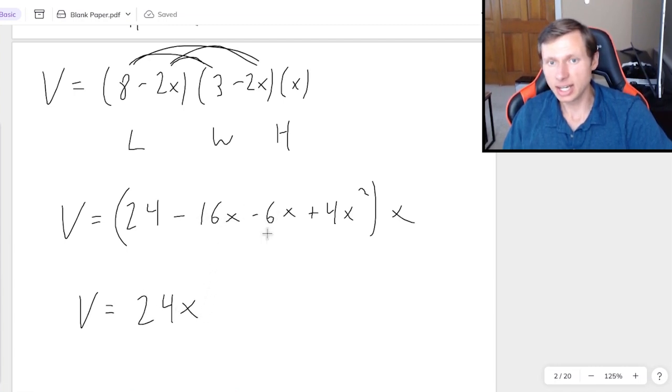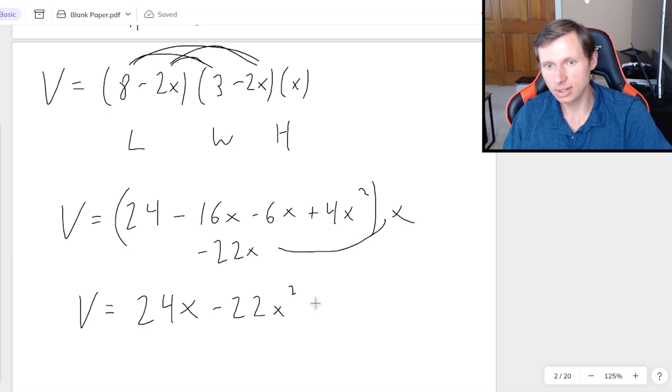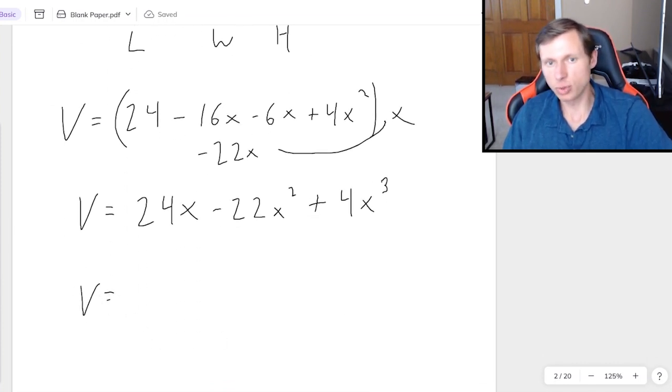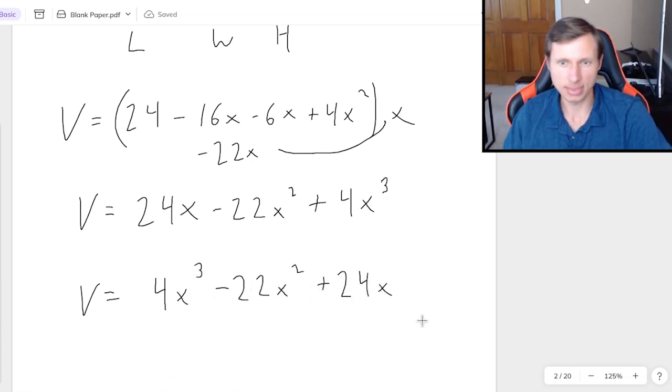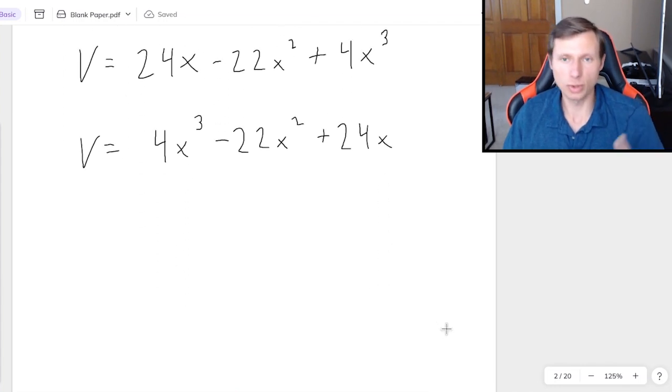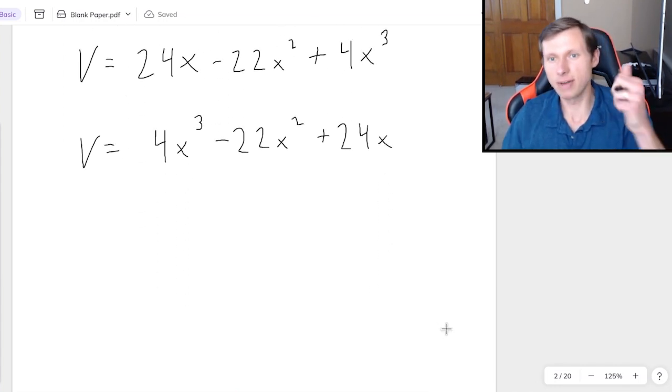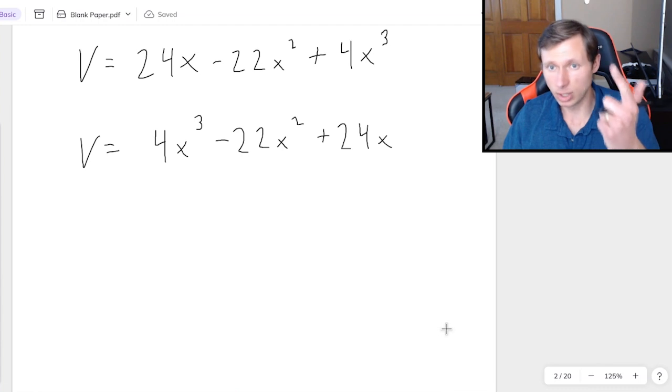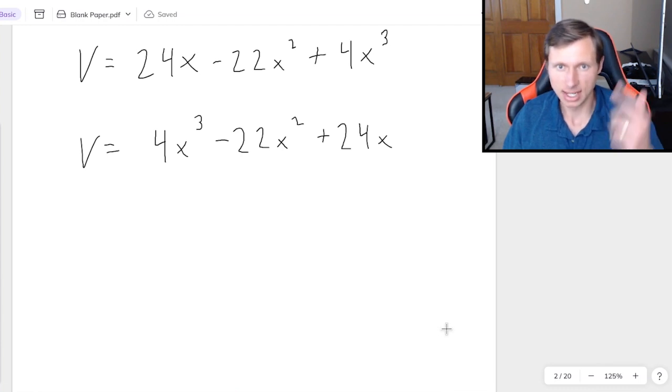Negative 16x and negative 6x combine to make negative 22x, which, when multiplied by that x right there, is going to be negative 22x squared plus 4x cubed. Let me just rewrite this in the proper order: 4x cubed minus 22x squared plus 24x. That's better. And now to continue with all optimization problems, it's finding critical points, finding relative extrema using the first derivative test, and testing the points on a number line.